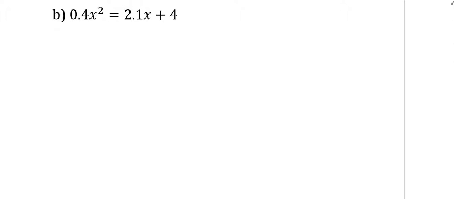Two things about this one. It's got decimals, and it's not quite in the right form. So I have to move everything to the same side of the equation, right? So we're going to do that first. Everybody ready to go? So I'm going to take the 2.1x over, minus 2.1x, and I'm going to take the 4 over, minus 4 equals 0.